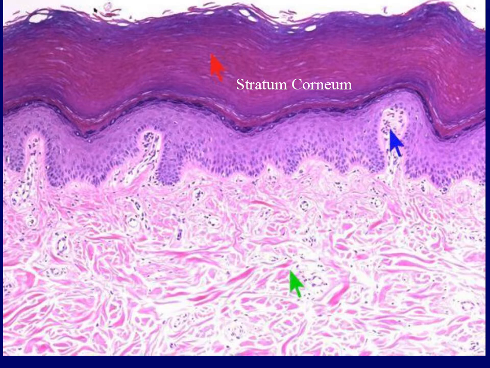Remember, the stratum corneum contained dead, flattened epithelial cells in about 25 or 30 different layers. Now below that, the blue arrow shows the papillary region of the dermis. Remember, the papillary region contains areolar connective tissue, which contains blood vessels and also sensory receptors as well. And finally, the green arrowhead here indicates the reticular dermis, which is composed of dense, irregular fibrous connective tissue. And remember, this is connective tissue where the fibers were oriented in all different directions.